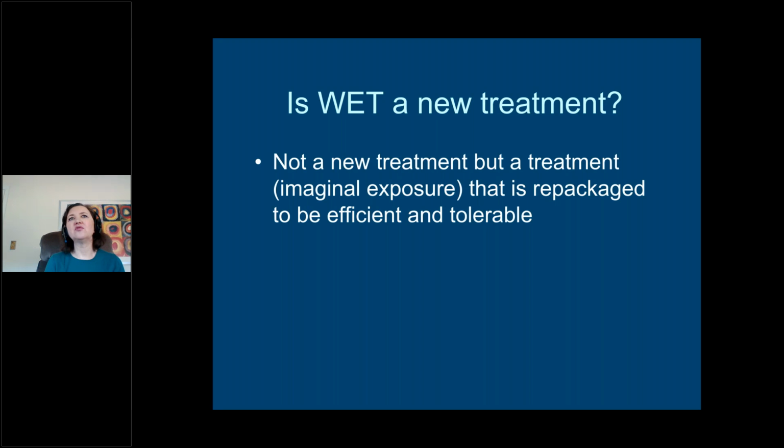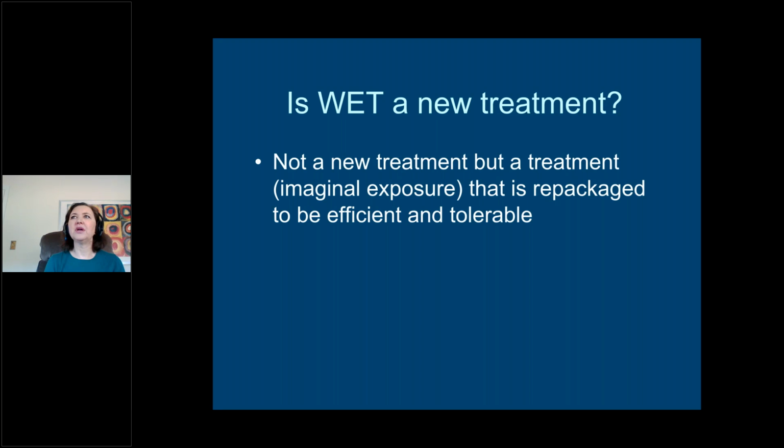So the average dropout rate, as I mentioned at the beginning of the presentation, for PTSD treatments is about 36%. It's higher with veterans and service members. And we have found much lower dropout rates for written exposure therapy.